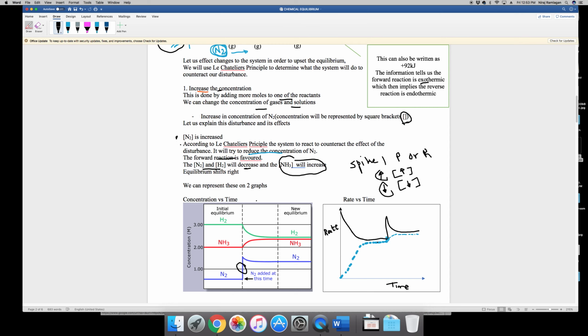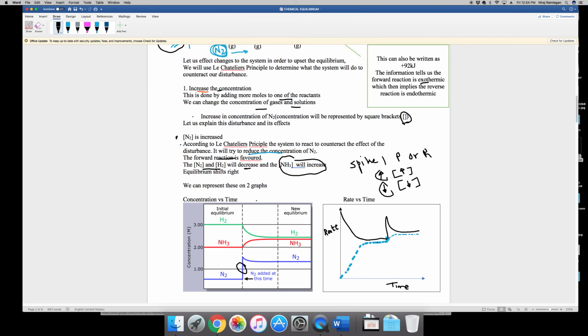And then what happened? After it spiked, it was used up, so its concentration decreased. And the concentration of H2 decreased because it was used up even more. And more NH3 was formed, and they all reached equilibrium at a specific point where no more could be produced. So this is the new equilibrium. Now remember, we cannot produce more NH3 than the amount of reactant we have. Once H2 is used up, we cannot produce more NH3.